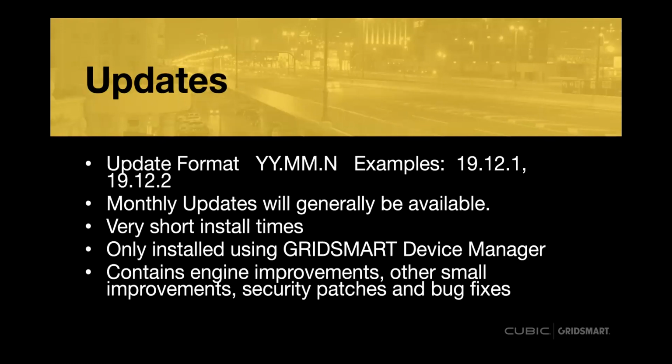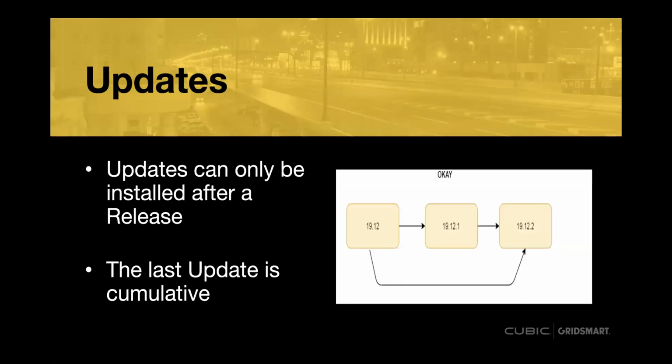But with an update, it's not something that you necessarily need to apply every single update to your processor unless you want the latest patches, or there's a specific fix that mitigates an issue that you may be experiencing. An update will feature pretty short install times, and they can only be installed using the GRIDSMART device manager. And these will typically contain things like engine improvements, small improvements to the software, security patches, including operating system patches, and bug fixes.